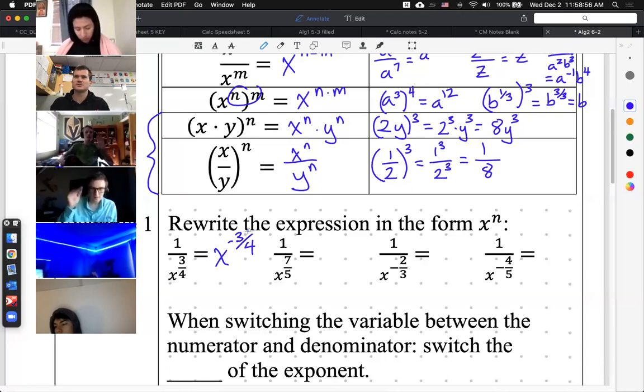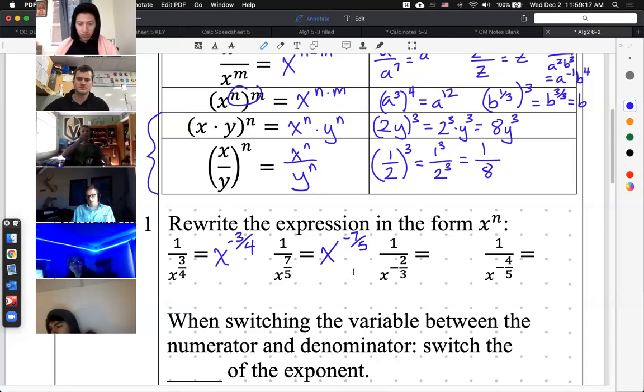I want to hear some new voices. These are getting pretty easy here. Jade. X to the -7/5. There it is. Let's try another one. Someone new. Who have I not heard from? Cohen. X to the positive 2/3.